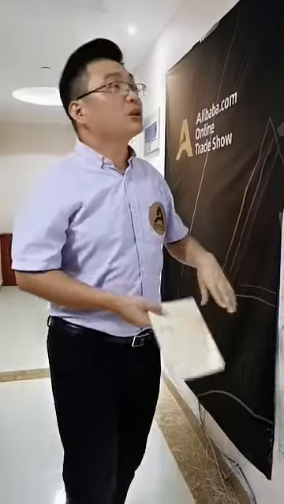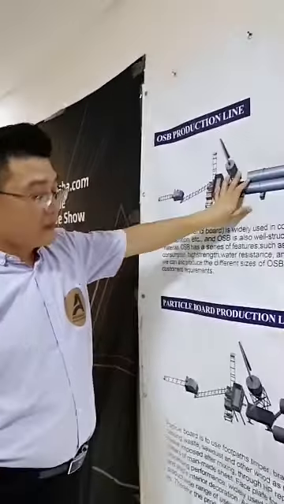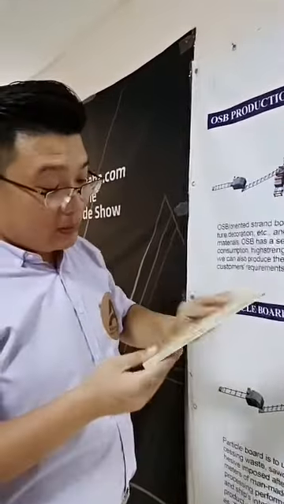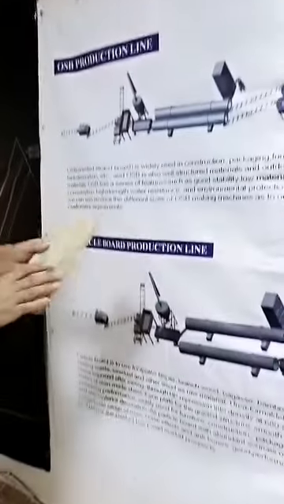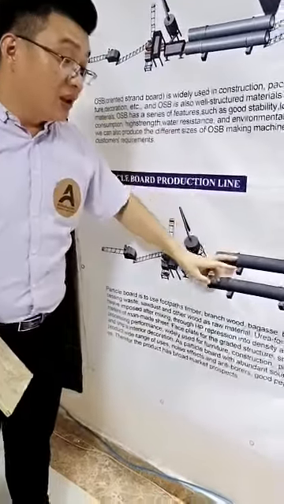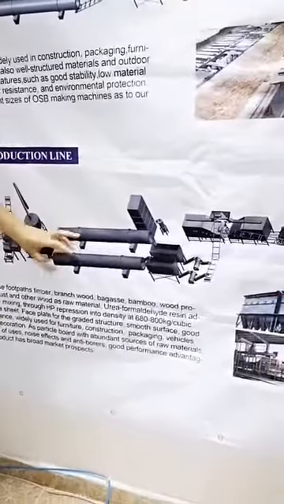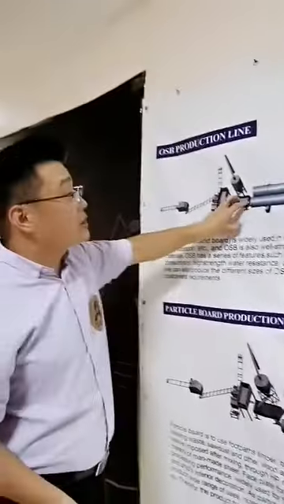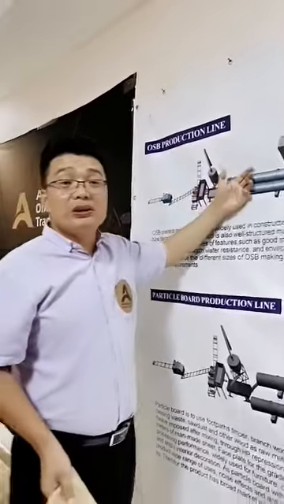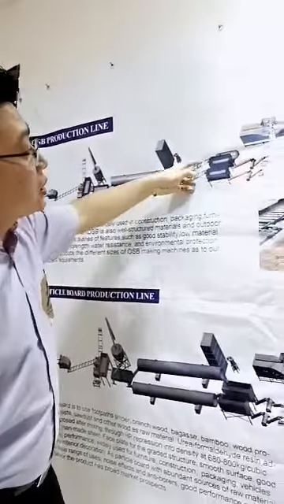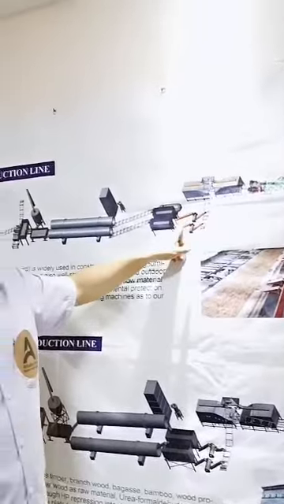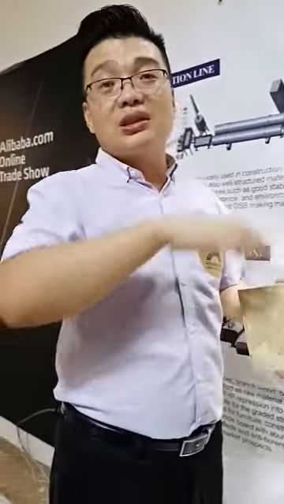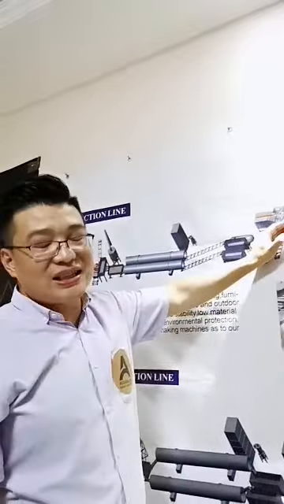Then for the OSB, the dryer does not seem very different. It's always just the wiper screen. The dryer maybe just one is okay. Then the glue mixer is also different, because with this kind of veneer, if you use the same glue blender, it will be difficult to make it. Also, the key difference is the forming.